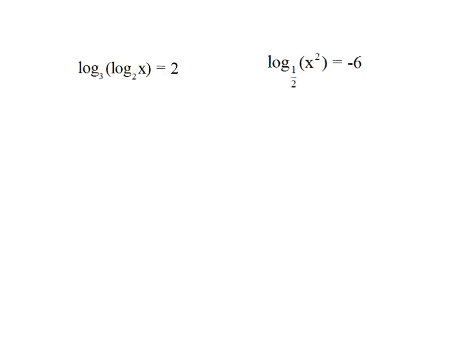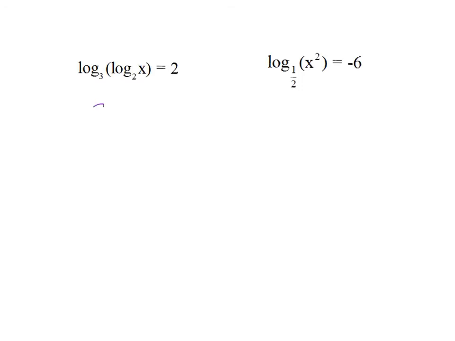Okay, so the last set of examples, these are a little bit different. As you can see, the first one's log base 3 of log base 2 of x equals 2. So do we have a log isolated on this side of the equal sign? The answer is yes, we do. We have log base 3 of this equals 2. Don't worry about what this is yet. So how do we rewrite this then as an exponential?